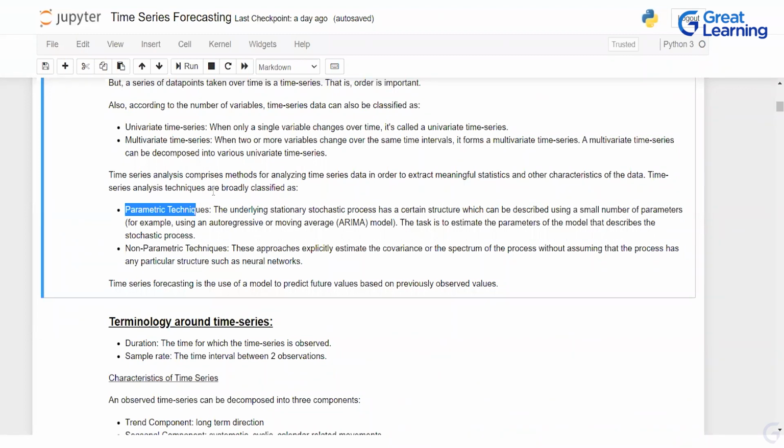Time series analysis techniques are broadly classified as parametric and non-parametric techniques. Interview question, guys, make a note of it. The underlying stationary stochastic process has a certain structure which can be described using a small number of parameters. In short, I'm assuming some distribution for my data. This is basically where your time series statistical models like ARIMA and exponential smoothing all come into the picture. But when you don't have to assume any pattern in your data, then that becomes non-parametric.